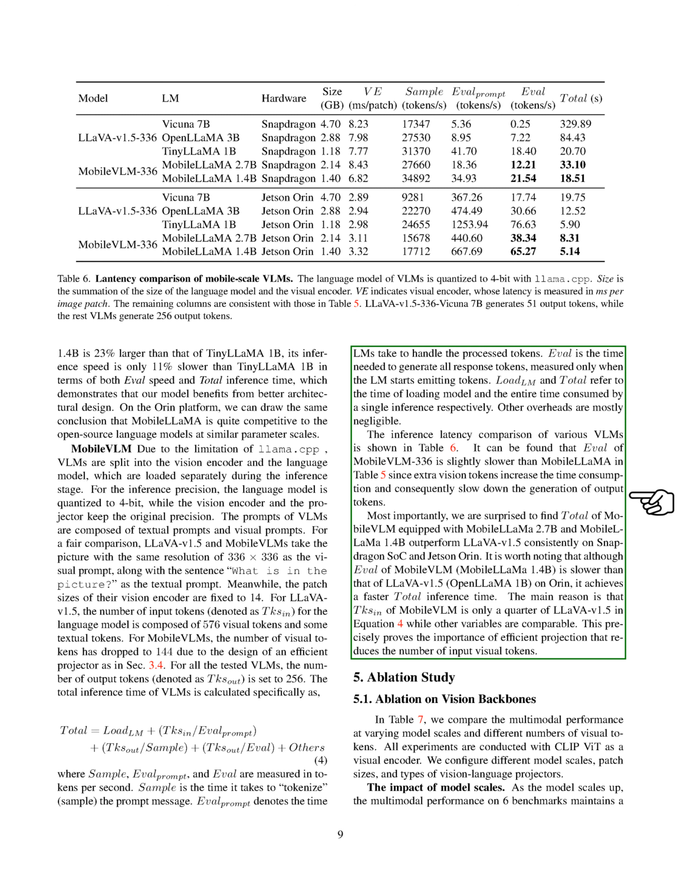Our results show that MobileVLM V2 equipped with MobileLLaMA 2.7B and 1.4B consistently outperforms LLaVA 1.5 on both the Snapdragon SoC and Jetson Orin platforms. This proves the importance of efficient projection that reduces the number of input visual tokens.